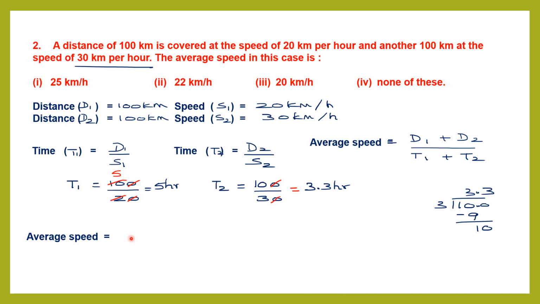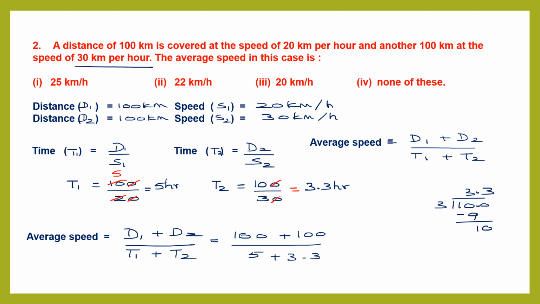So average speed, let's write down here next to it, the total distance by the total time. So the total distance, now the distance is 100 kilometers plus 100 kilometers. That will give us the total distance. The time is 5 hours plus 3.3 hours.